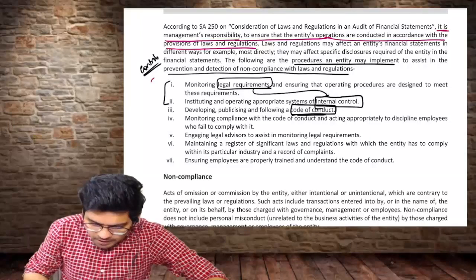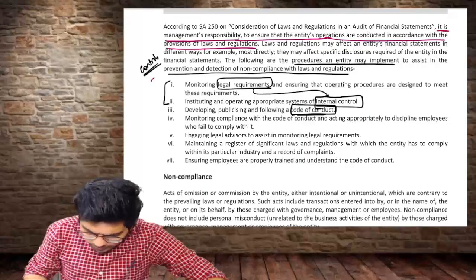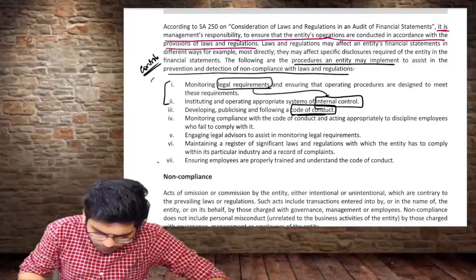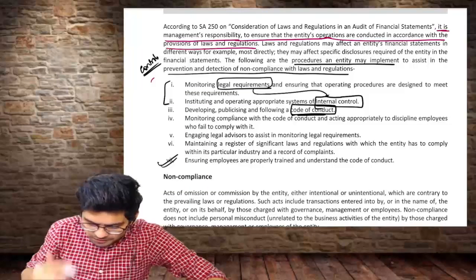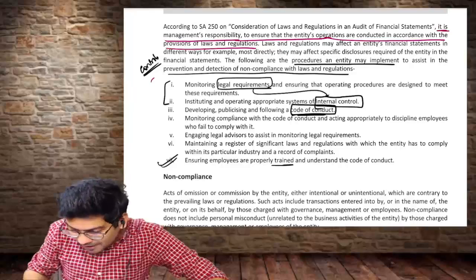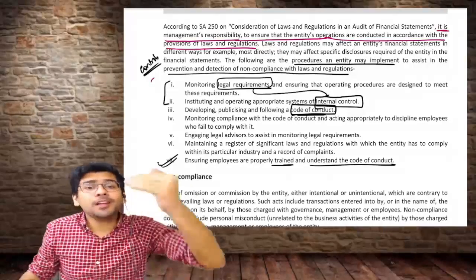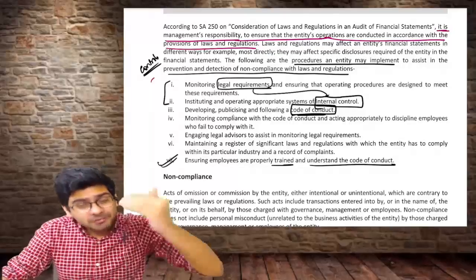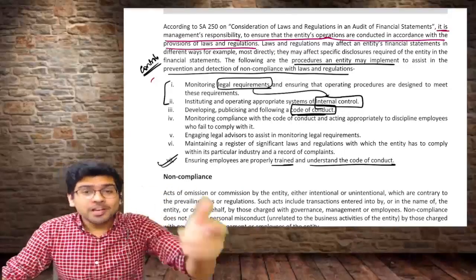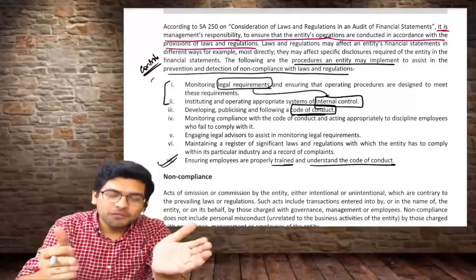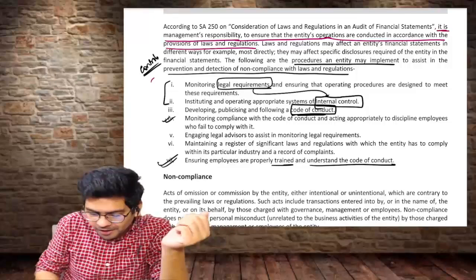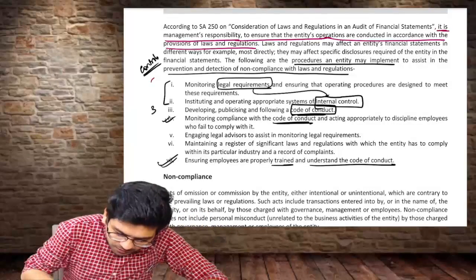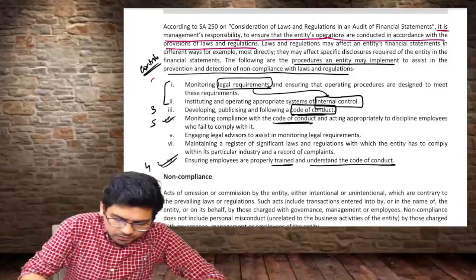Then again, let me check. Yeah, this point should come first if I go by the sequence. Ensuring employees are properly trained and they understand the code of conduct. So communicate the code of conduct, train the employees to follow the code of conduct. And after giving the training, now you have to check whether the employees are working as per the code of conduct or not. So come to point number 5, monitoring compliance with the code of conduct. If I renumber them, this is 3, this is 4, and this should be 5. This is 1 and 2.